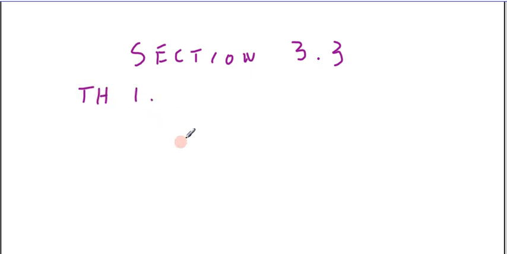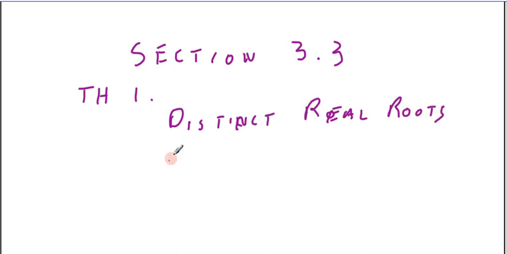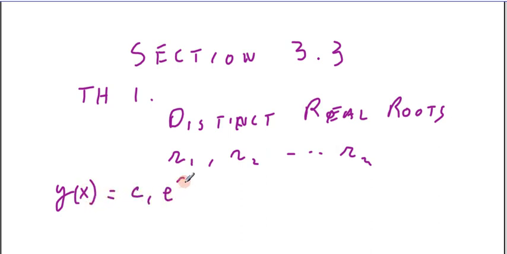We're in section 3-3. And if we look at Theorem 1, we find that given a characteristic equation that has all real roots, distinct, if I could spell distinct, real roots R1, R2, up to Rn, then our answer to our differential equation is going to be C1 e to the R1x plus C2 e to the R2x plus all the way out to Cn e to the Rnx.